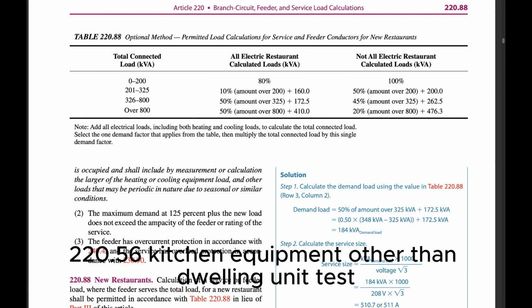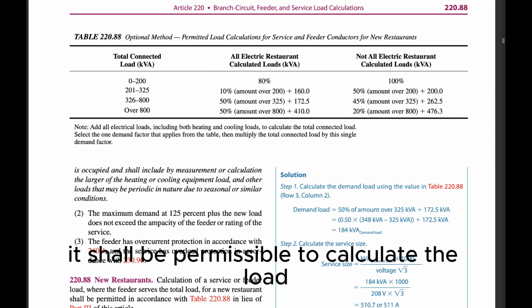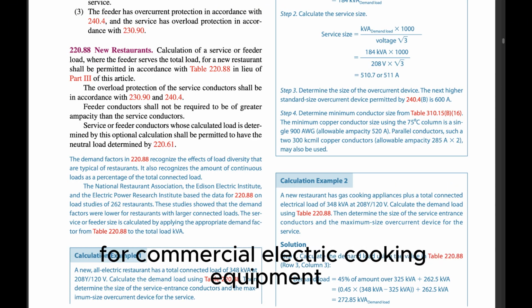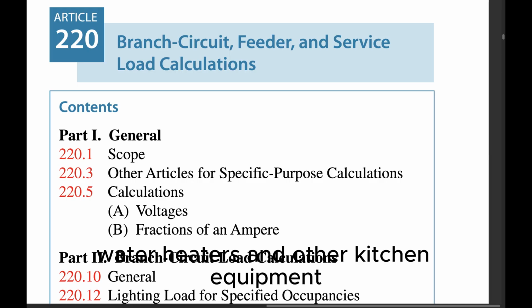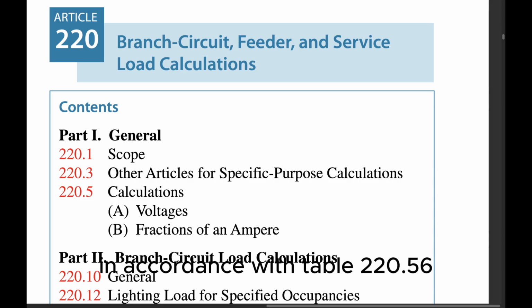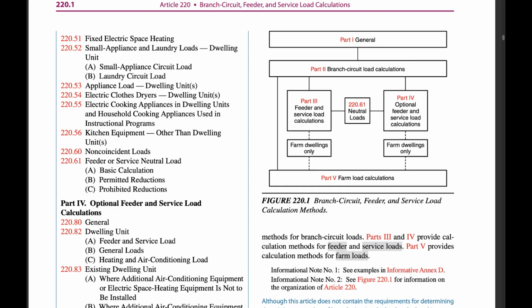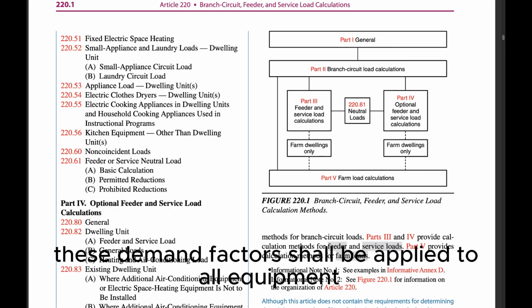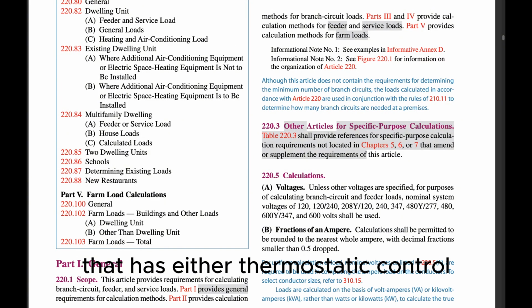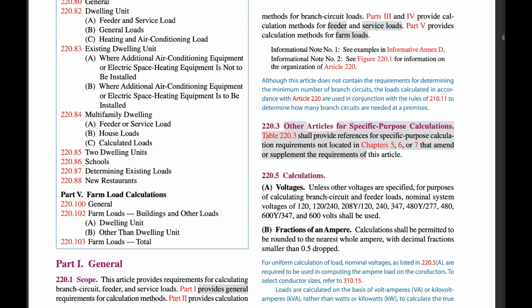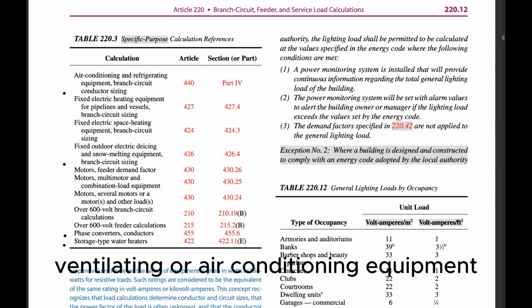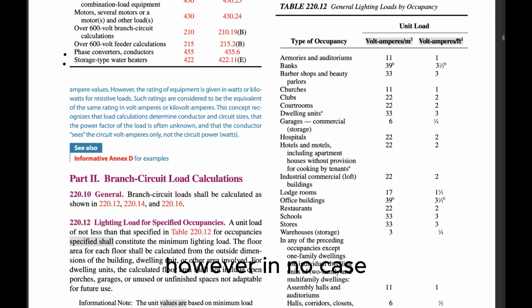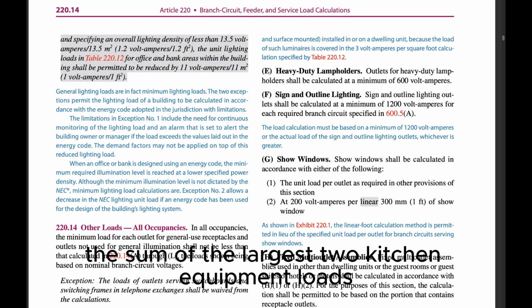220.56 Kitchen equipment other than dwelling unit(s). It shall be permissible to calculate the load for commercial electric cooking equipment, dishwasher booster heaters, water heaters, and other kitchen equipment in accordance with Table 220.56. These demand factors shall be applied to all equipment that has either thermostatic control or intermittent use as kitchen equipment. These demand factors shall not apply to space heating, ventilating, or air conditioning equipment. However, in no case shall the feeder or service calculated load be less than the sum of the largest two kitchen equipment loads.